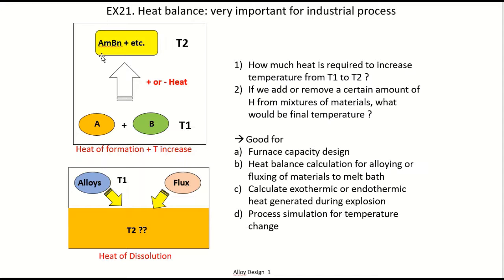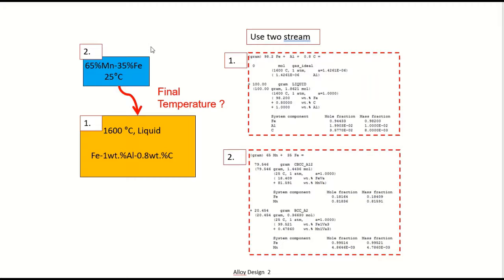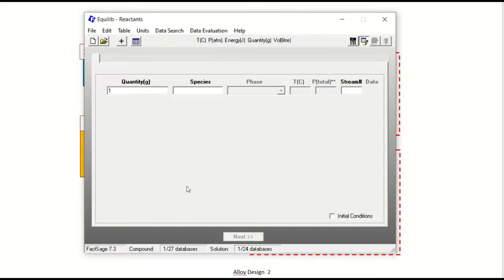So in this example, we'll perform two calculations. The first is alloying of manganese in liquid steel, and the second is cooling of MgAZ31 alloy from a higher temperature to a lower temperature. So in the first calculation, we are adding a ferromanganese master alloy at 25 degrees Celsius to liquid steel at 1600 degrees Celsius. So we'll perform this calculation in the equilibrium module of FactSage.